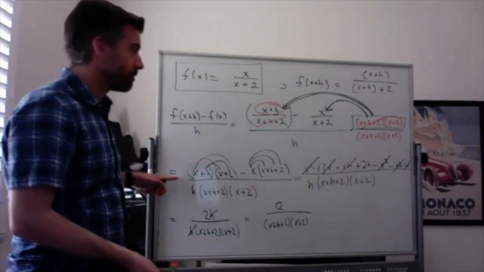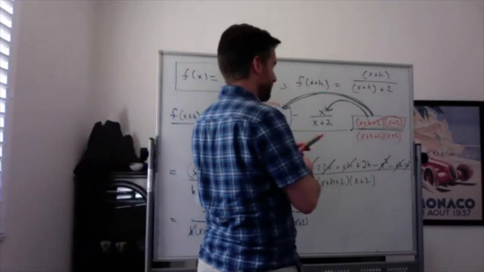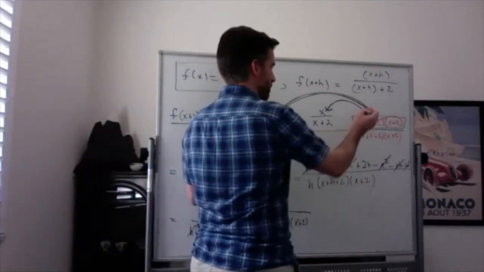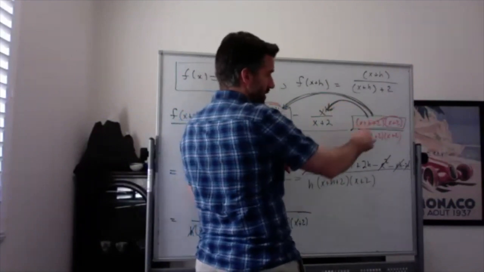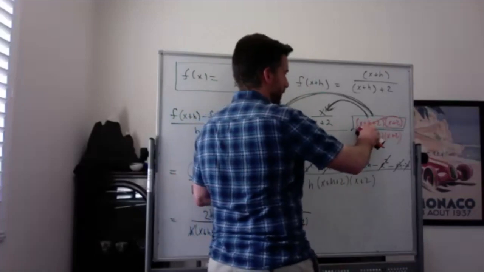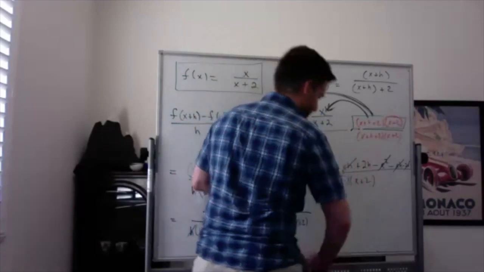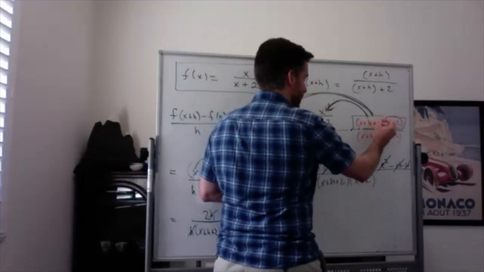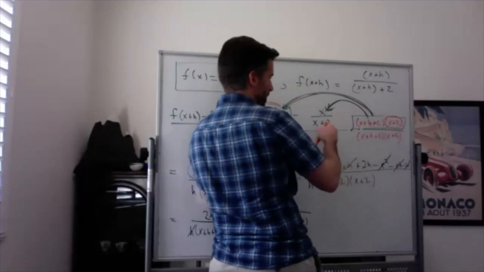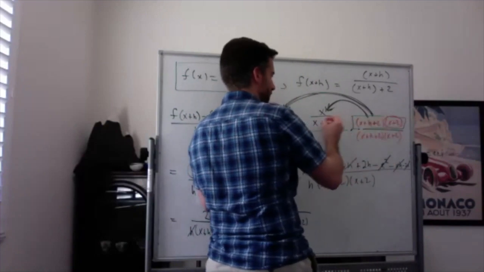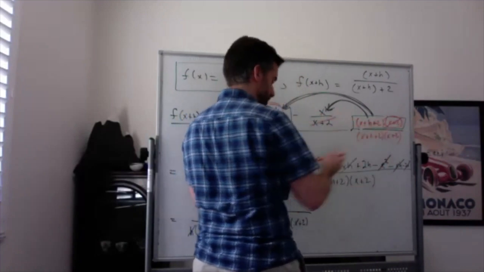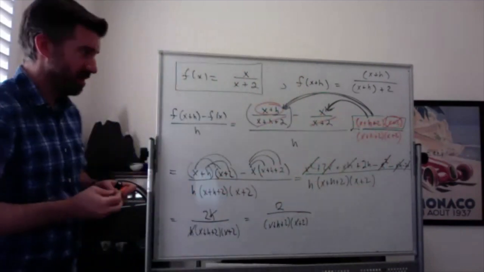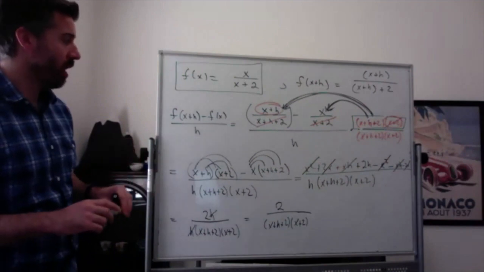And then when I distribute it to the second term, right here, the x plus h plus 2 is uncanceled. We still have it. And then when I multiply this here, the x plus 2 and the x plus 2 cancel, and I'm left with x times x plus h plus 2. That's what's going on there.